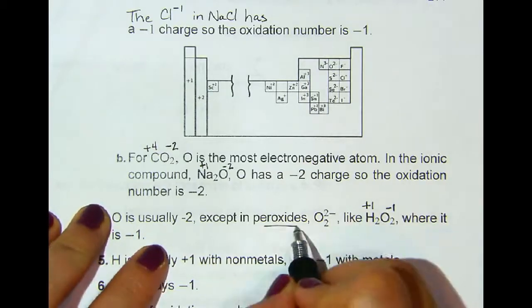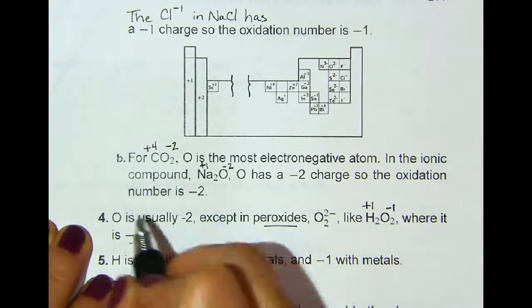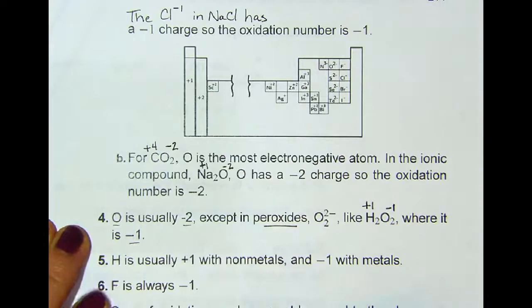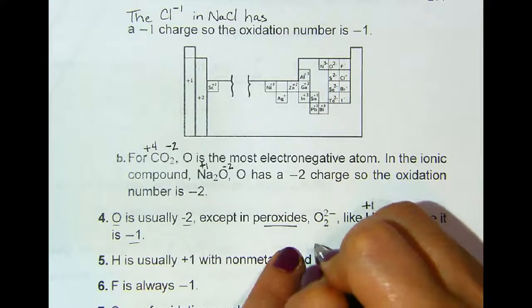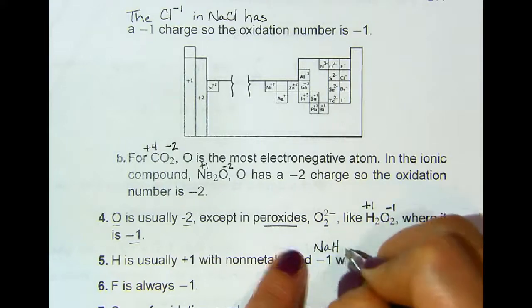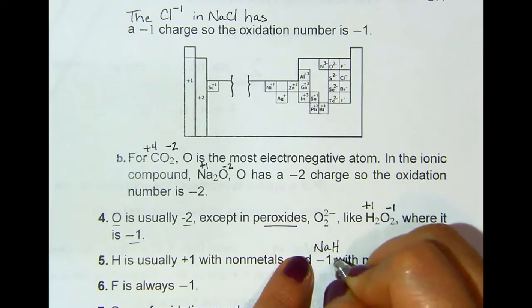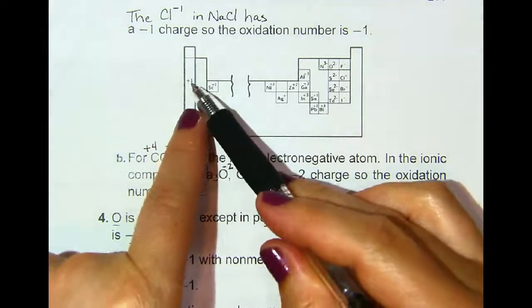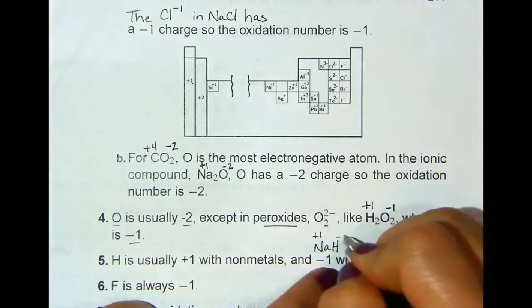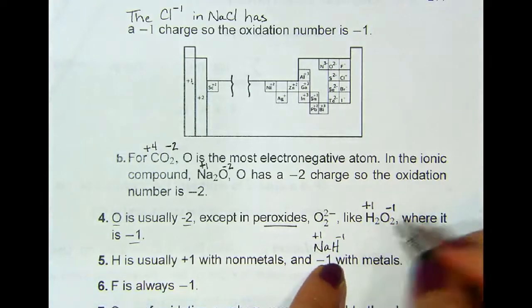So peroxides will have a -1 charge. But otherwise, oxygen is going to have a -2. Hydrogen is usually +1 as long as it's with nonmetals. But if it's with a metal, it's a -1. This can get a little tricky because, for example, if I have sodium hydride, then here the sodium has to be +1, and therefore to balance it, the hydrogen would have to take on the -1 charge.